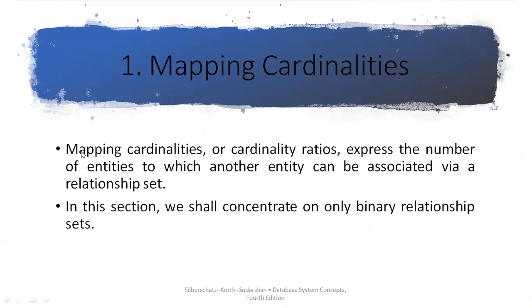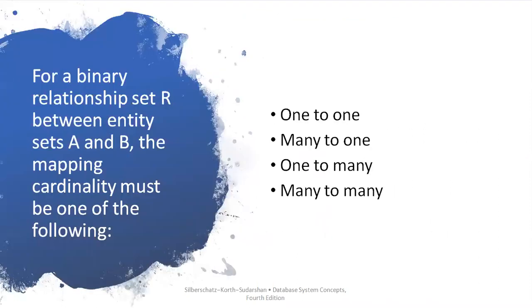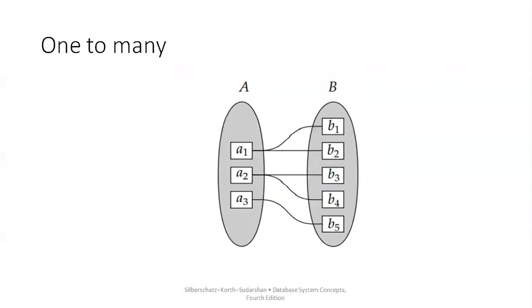Now coming back to the theoretical part, which we have seen, but it was very complicated at that time. Mapping cardinalities or cardinality ratios express the number of entities to which another entity can be associated via a relationship set. Got it? One-to-one, many-to-one, one-to-many, many-to-many. Let us see the last point, one-to-many. In one-to-many, only one entity is associated with more than one entity in entity set B. This is called one-to-many.